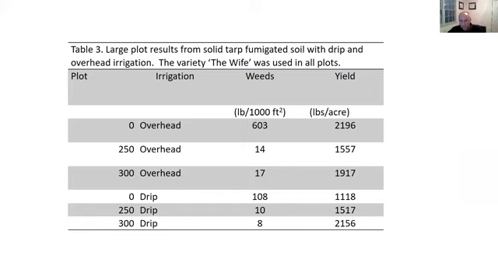And then the drip, as you would expect, had far fewer weeds: 100 pounds of weeds in the control, but 8 pounds of weeds, basically a couple of crabgrass plants in 1,000 square feet. Very good weed control. I was very happy. Even though we didn't do statistics on it, you can see the drip there, the yield was considerably higher under the 250 and 300 pound treatments.